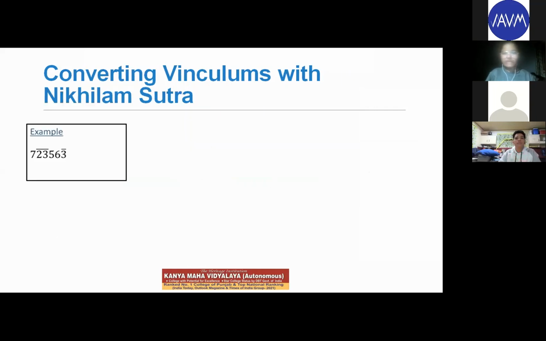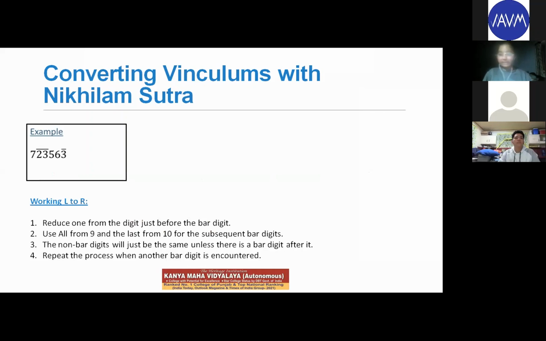Moving ahead, we have some complicated looking examples too, where the bar digits are in between the other digits, so there are non-bar digits and bar digits. Here the working rule again works from left to right. We again reduce 1 from the digit before the bar digit. Take notice of this number: 7 bar 2 bar 3 5 6 bar 3.